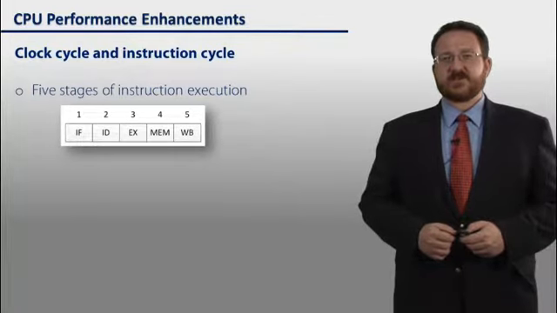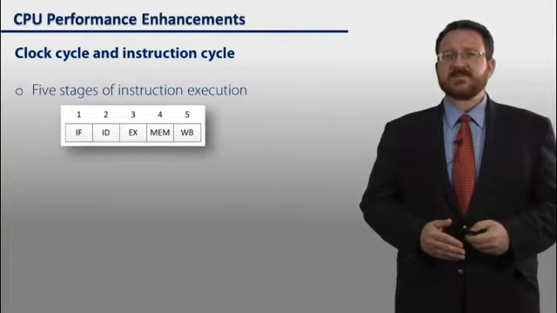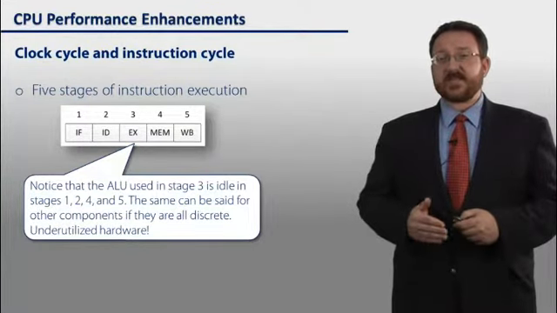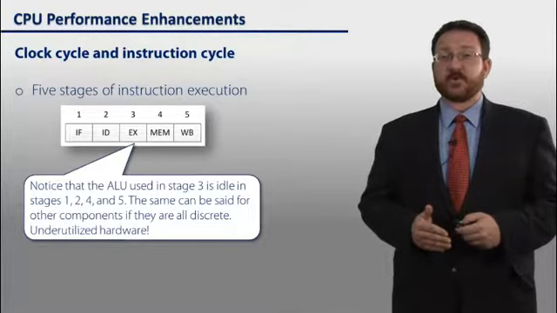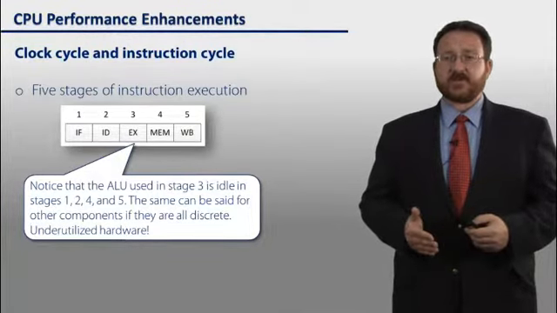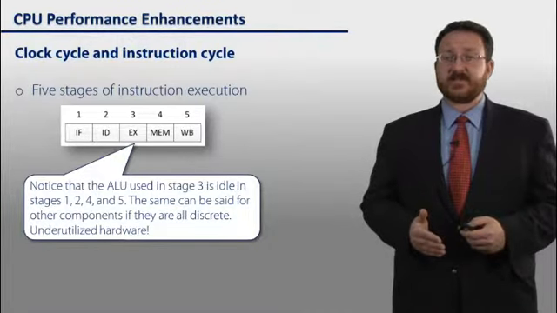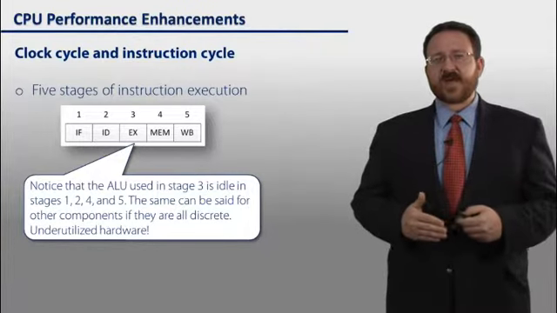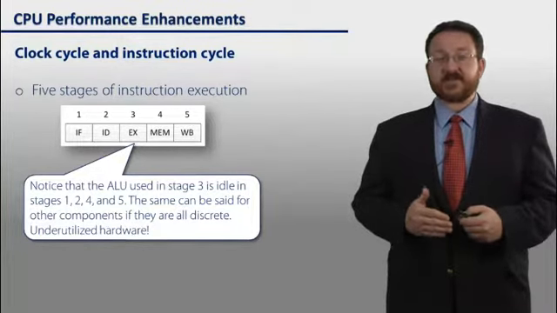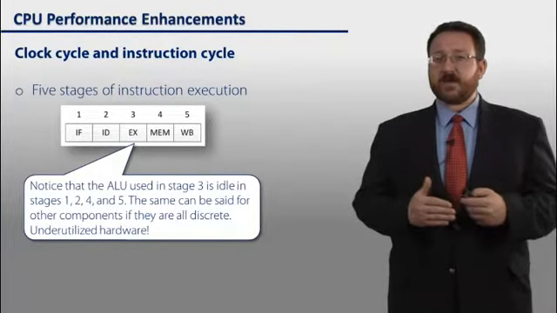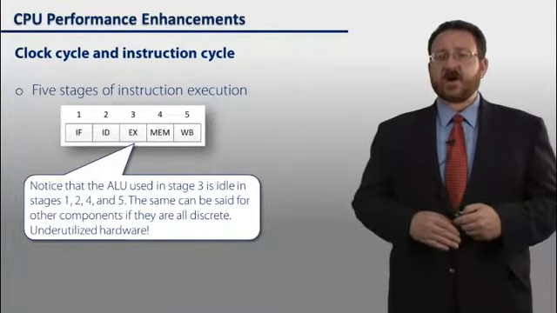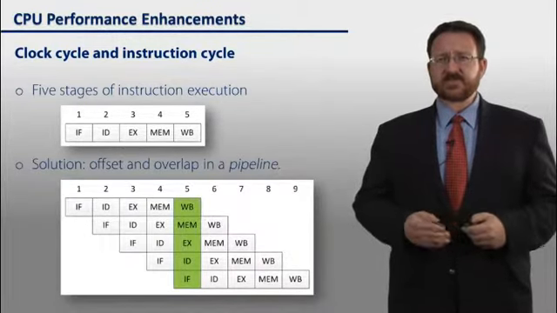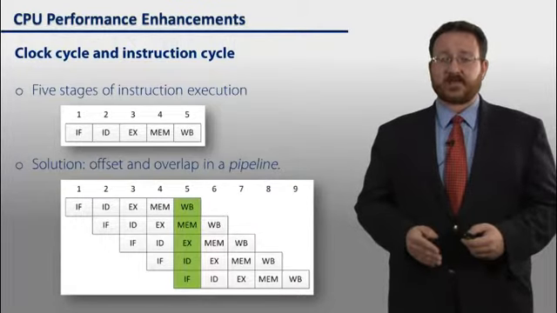The 5 stages of instruction execution are pictured here. Notice that, say we're using an add instruction, the ALU that's being used in stage 3 is idle in stages 1, 2, 4, and 5 because the add only takes place in stage 3 and that's the only time the ALU is used. If we could have the ALU executing another instruction at a different stage while these other ones are executing, then we can overlap and reuse the hardware that we already have. The solution then is to offset and overlap in a pipeline.